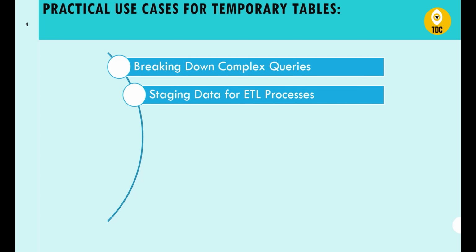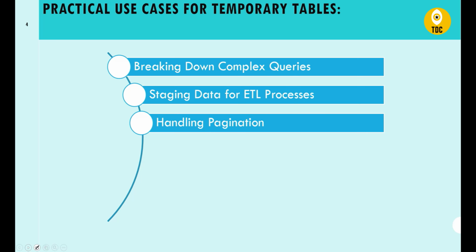Next, you have staging data for the ETL process. This is also important, because temporary tables can stage the data during the ETL operation. For example, you want to load data from multiple sources, transform it and insert it into a final table. In that case, you can use temporary tables as staging data in an ETL process.